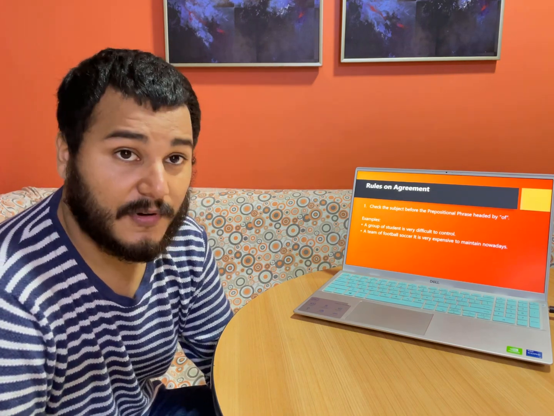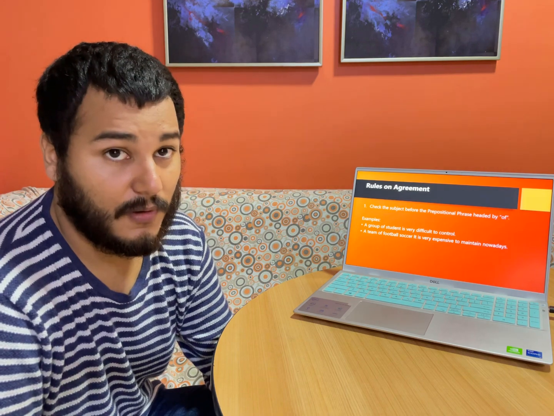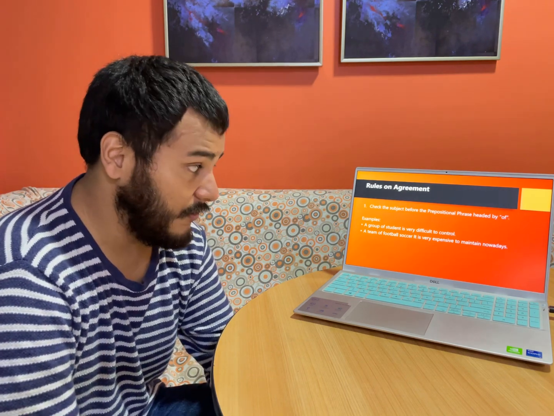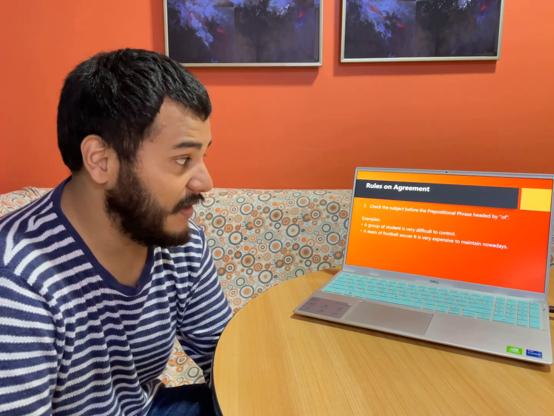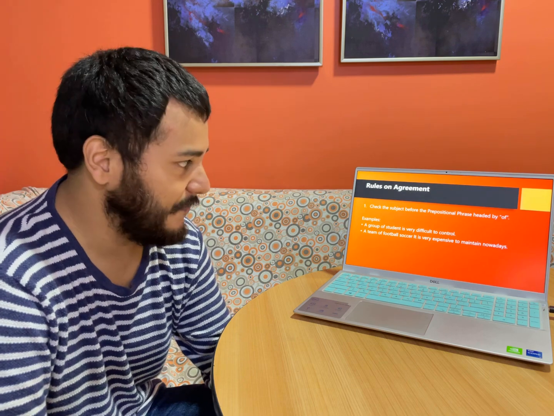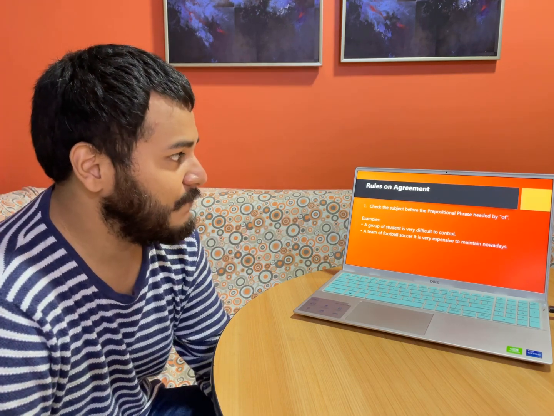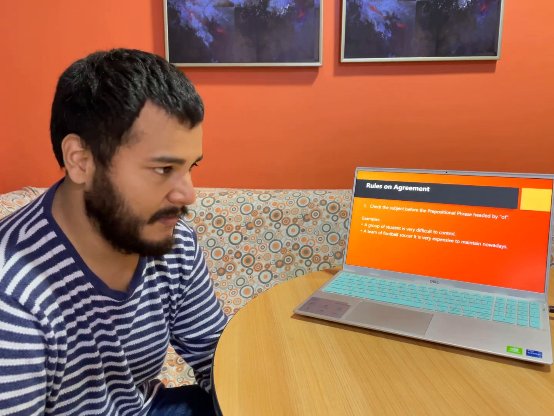For example, number 1, for the first rule, we have the use of "of". We have: a group of students is very difficult to control. And for the second example: a team of football soccer is very expensive to maintain nowadays. The use of "of" is the main prepositional phrase for this rule of agreement of syntax.